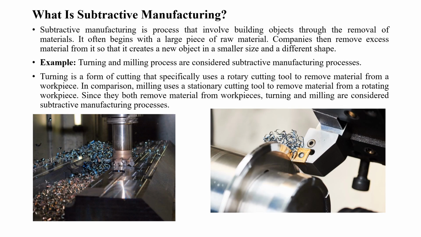What is subtractive manufacturing? Subtractive manufacturing is a process that involves removal of raw materials. Suppose you have a raw material, you are going to remove that excess raw material and convert that into a finished product of different shape and smaller in size. So that is called subtractive manufacturing. You should be able to understand by the word subtractive. Subtractive means removal of raw materials.